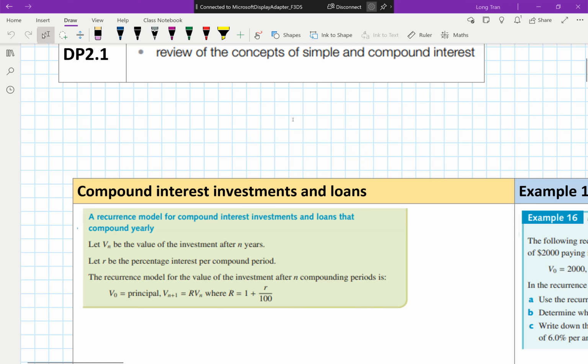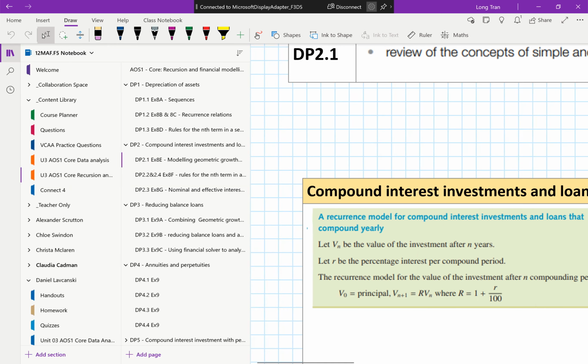Further mathematics. We have gone through, after the SAC, DP 1.1 sequences. So you need to know what a sequence was. What was the sequence again? Numbers, patterns. So the pattern could be geometric or arithmetic. What does it mean when I say geometric or arithmetic? Does anyone know? There's some big words there.